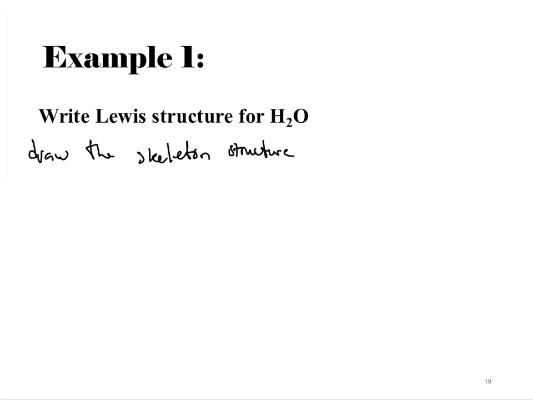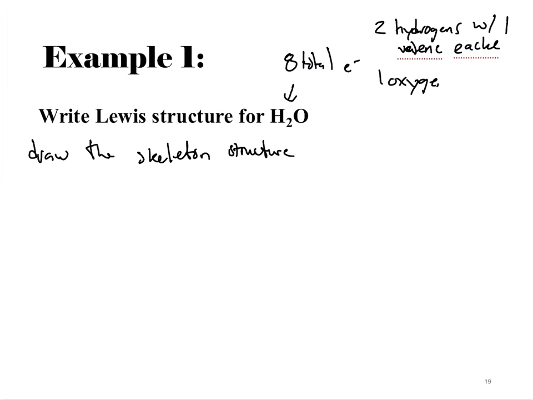8 total electrons, right? 8 total electrons because there are 2 hydrogens with 1 valence electron each and 1 oxygen with 6 valence electrons. Right, so that's how we get 8 total electrons. So we put oxygen in the center. We know it has 6 dots around it.